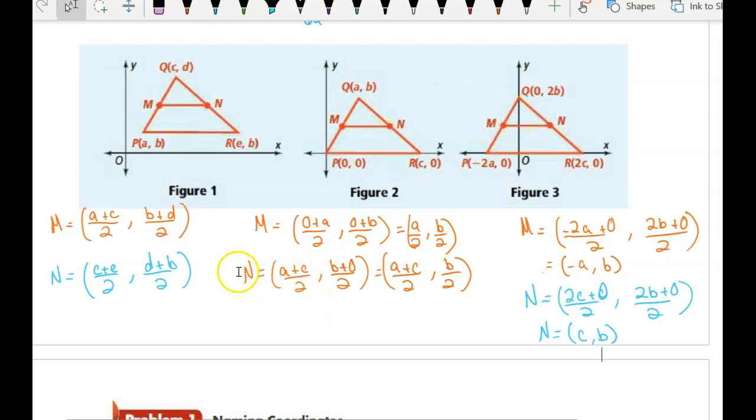So notice how this one looks really bad on figure A. It's not on the x-axis, it's just floating around in quadrant 1. B looks a little bit better for our 2 points: A over 2, B over 2, A plus C over 2, B over 2. Looks a little bit better. So while this figure doesn't look so good, it gives us the cleanest numbers for M and N.